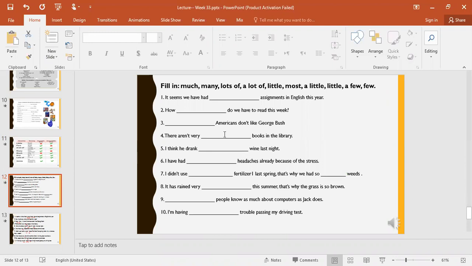Now we have only this exercise. This is the last exercise. You have to fill in the blanks with much, many, lots of, a lot of, little, most, a little, a few, and few. Of course, there are some sentences that can take more than one answer. In some sentences it will work with many and lots of, in some sentences it will work with, for example, little and a few. So more than one answer is suitable, so choose one of them, not all of them. Okay, yeah, let's start.